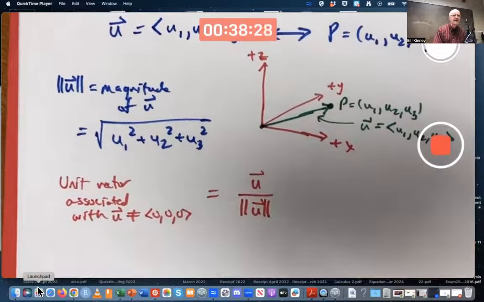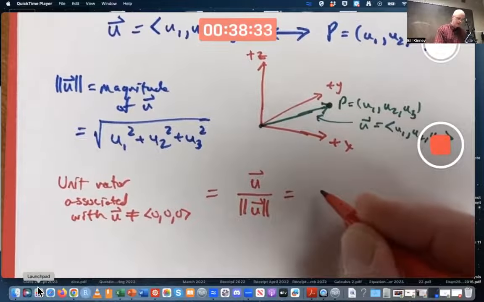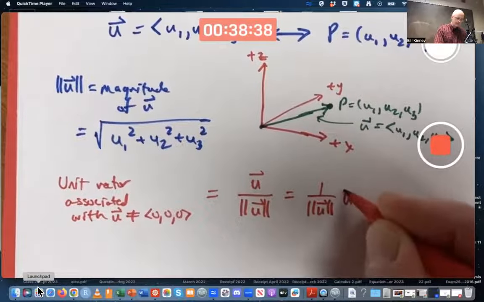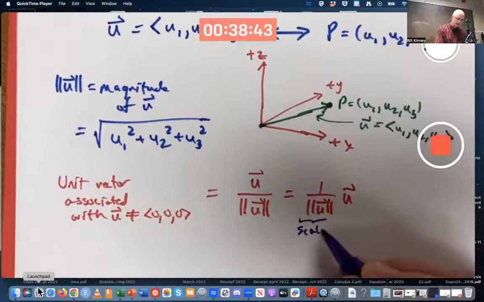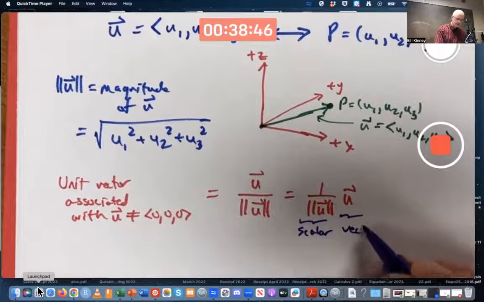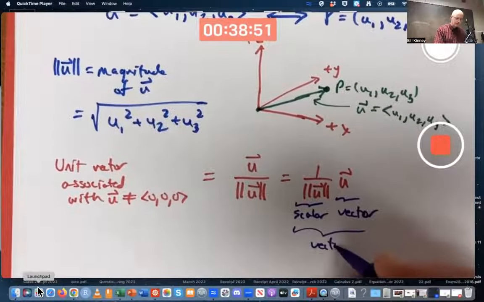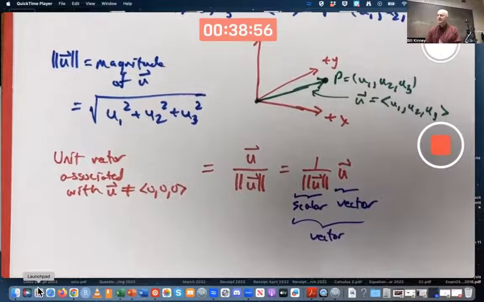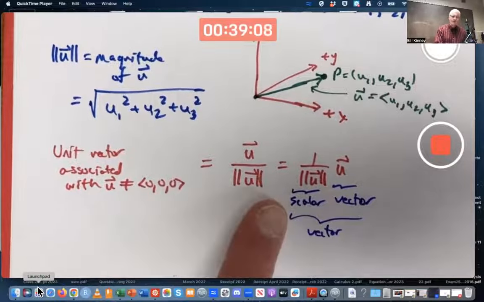But what does that mean? What does it mean to take a vector and divide it by its magnitude? It really means multiply it by 1 over its magnitude, where this is a so-called scalar, and this is a vector, and the product is a vector. When you multiply a scalar, a number, by a vector, you get a vector, a rescaled vector. That's why that's called a scalar. As long as u is not the 0 vector, then we're not dividing by 0.